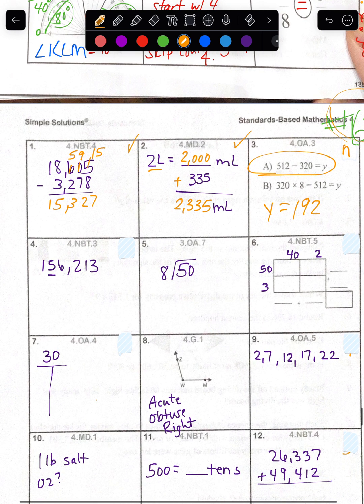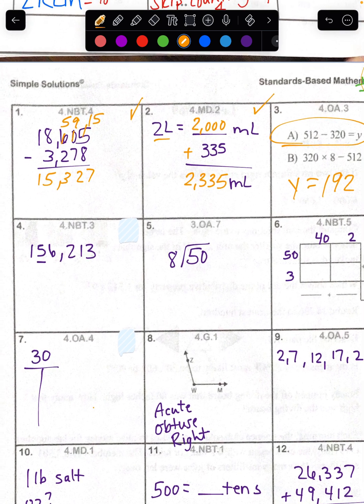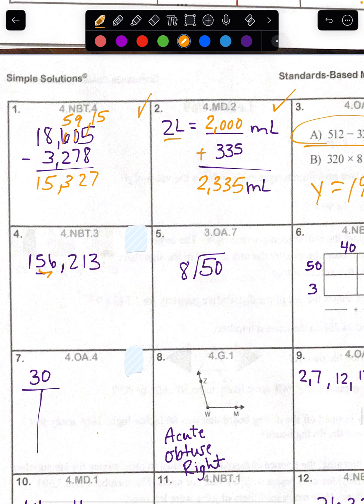All right, number 4, we are rounding to the nearest 10,000. So the 6 tells the 5 it has to go up. Everything in front stays the same. Everything after becomes a 0. 160,000. I is another mystery letter, letter I.